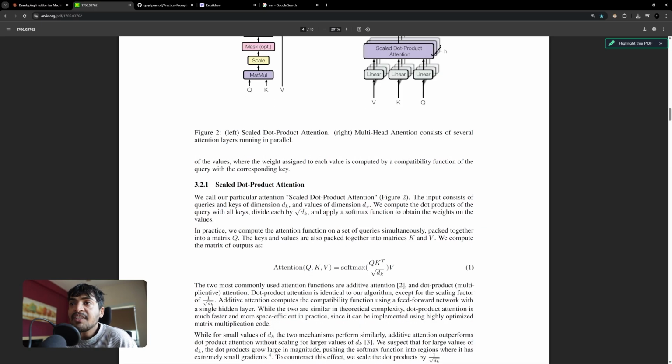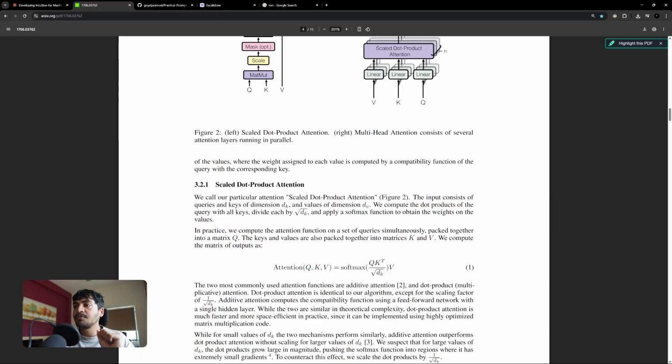In practice, we compute the attention function on a set of queries simultaneously, packed together into a matrix Q. The keys and values are also packed together into matrices K and V. We compute the matrix of outputs as Attention(Q, K, V). These are matrices. So anytime you see an uppercase Q, that means a matrix. If you see it in lowercase, that means it's a vector.